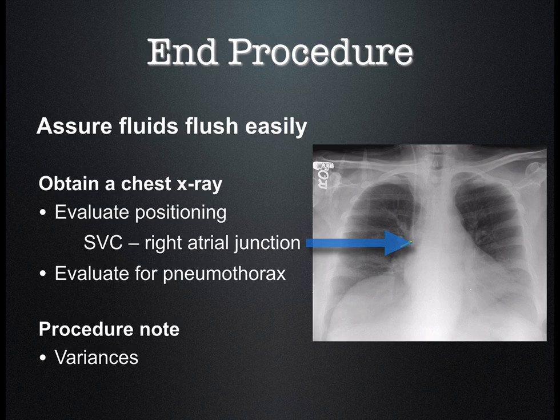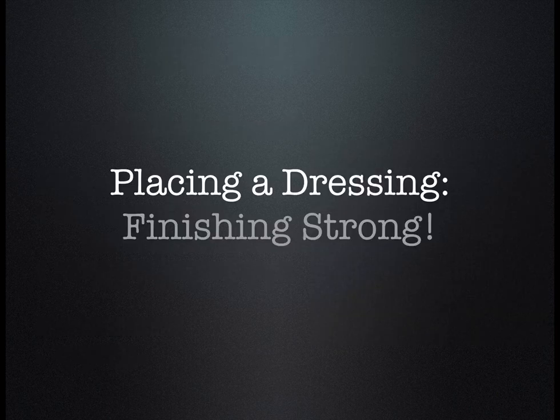And then end your procedure well. So go after you've got everything done. We're going to talk about dressings next. You want to make sure you get a chest x-ray, make sure that your catheter is in the right place, that it didn't go up the wrong vein, that it's situated appropriately. You want to make sure there's no complications like a pneumothorax. Then you want to write your note, noting any variances in your procedure, and also you want to make an order so you tell the nurses they can use it, and that starts the whole maintenance bundle for the central line.